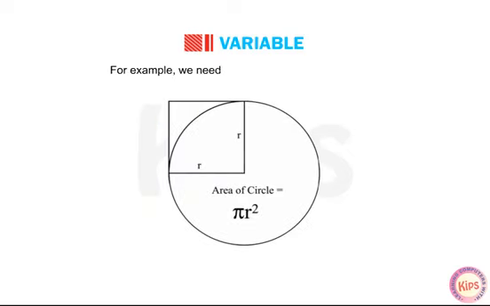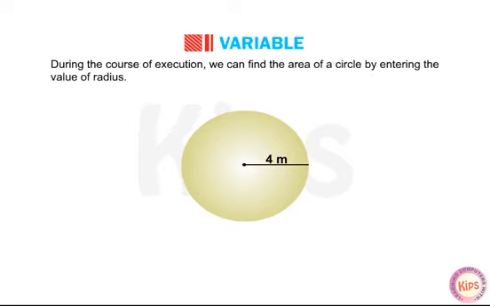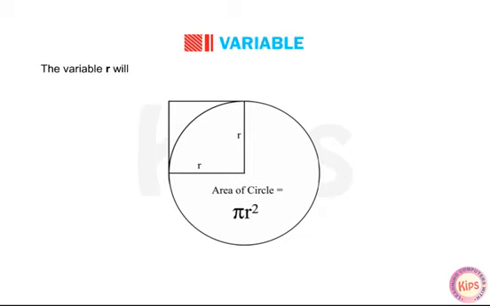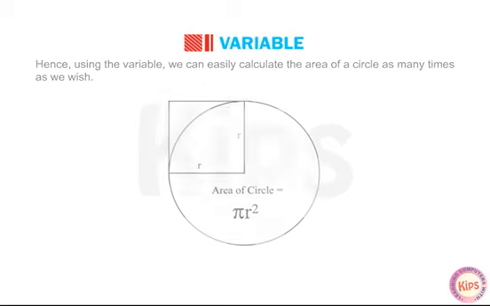For example, we need to calculate the area of a circle. A equals pi r squared, the area of a circle. During the course of execution, we can find the area of a circle by entering the value of the radius. The variable r will store the previous value of the radius until we assign it a new value. Hence, using the variable, we can easily calculate the area of a circle as many times as we wish.